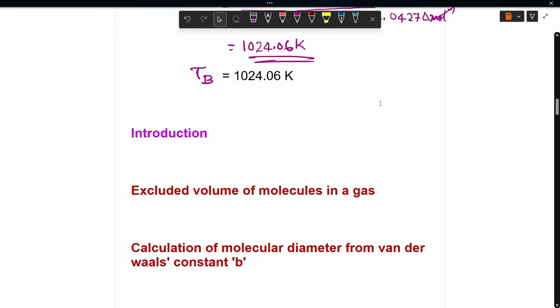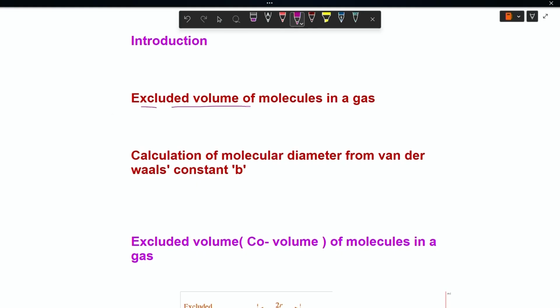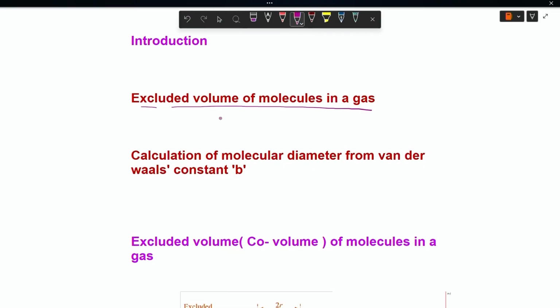Now, let us move on to our topic, that is molecular diameter. In this session, we will be dealing with the excluded volume of molecules in a gas. We know that when molecules are moving about in a vessel, only the volume excluding the volume of the molecules is available for free movement. So, what is the excluded volume? It is also known as co-volume.